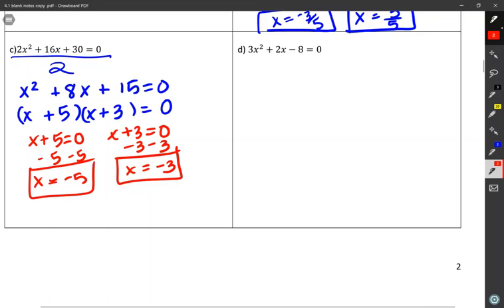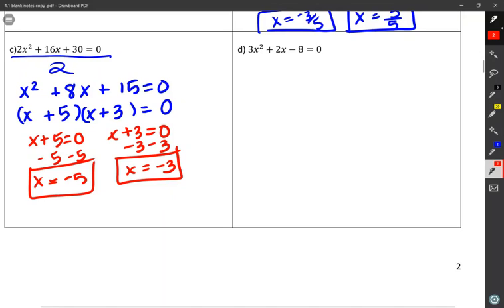All right, so that one's not bad. D looks the same, except it's actually going to be a little bit harder. So in this case, I'm looking at this. It has a 3, has that leading coefficient. Don't like that. So is there anything that I can factor out of all those numbers? And there is not.